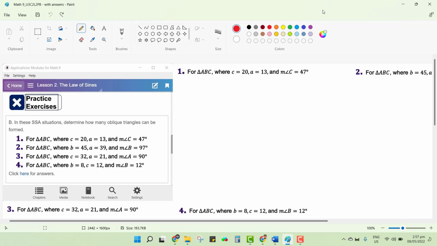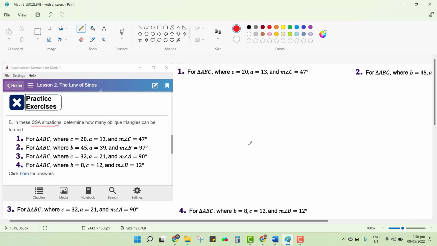Hello everyone, welcome back. The third type of oblique triangle that can be solved using the law of sines are those triangles under SSA situations. Please be reminded that the first two types of oblique triangles that can be solved under the law of sines are those triangles under AAS and ASA situations.